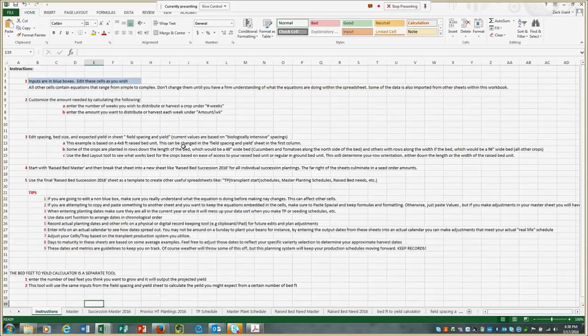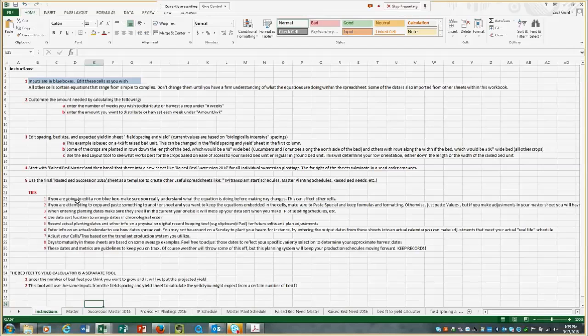So number 4 says start with the raised bed master. So the next sheet that we see, there's a raised bed master sheet, and we're going to look at that next. And then you can break that sheet into a number of different sheets. As you go along here, you have the master sheet. The next sheet you have is the succession master sheet. Then I have proviso high tunnel planting. So this is, I'll explain why I did that. Then I have a transplanting schedule. Then I have a master plant schedule. And then I actually have a raised bed need master and a raised bed need for 2016. Okay, so I'll explain each one of those.